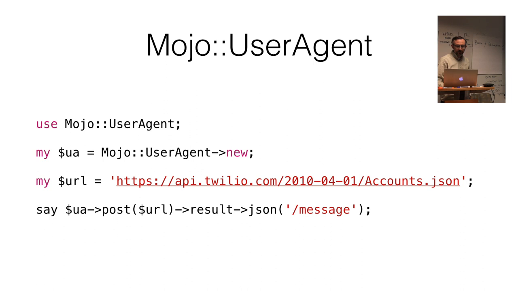Mojo JSON is a part of Mojo User Agent. And you don't have to load Mojo JSON. It's just part of the user agent object so that you can hit a JSON document and immediately parse its output. So we would do this.